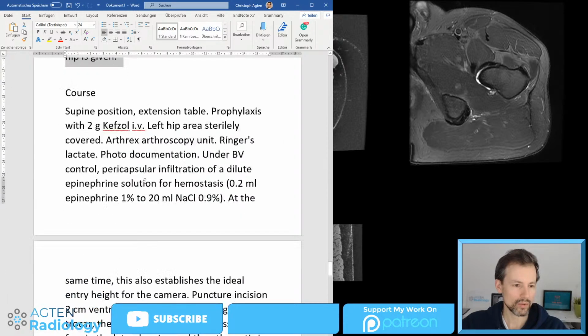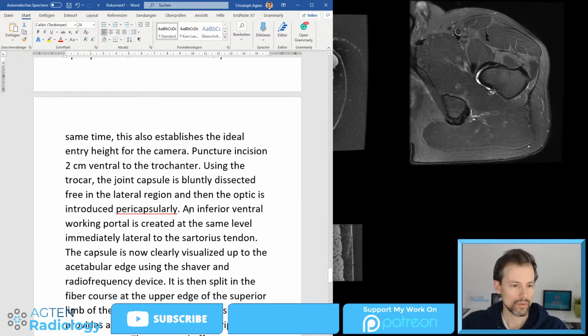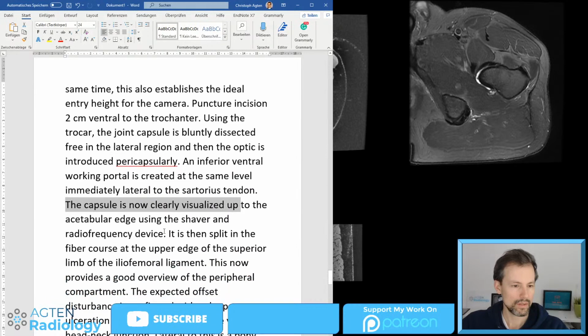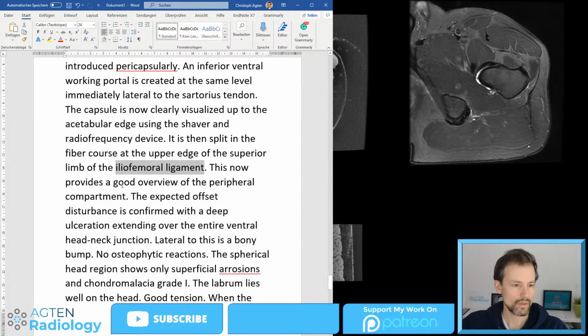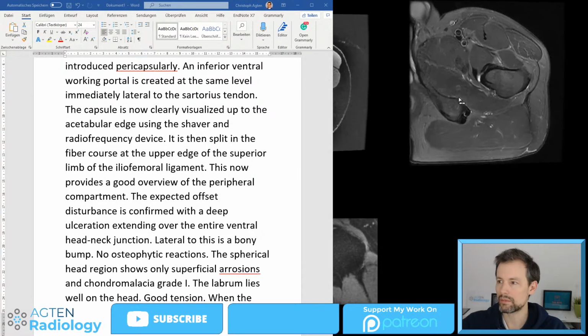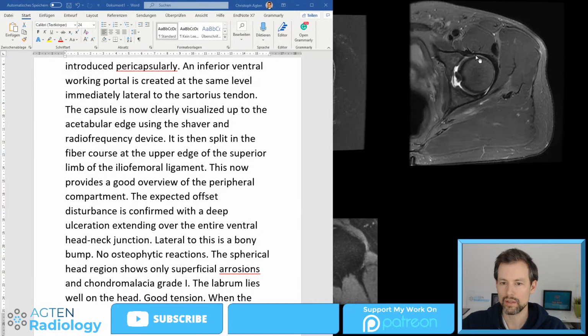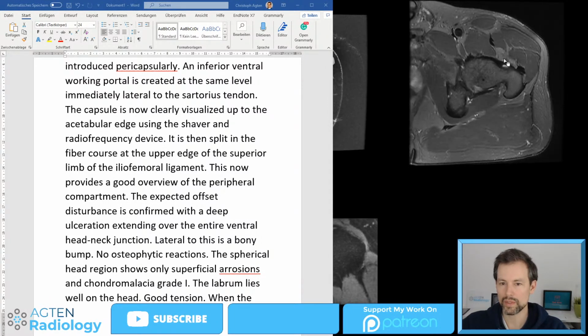So they had the indication to go in. They went through the joint capsule. The capsule is clearly visualized. Then they split it along the iliofemoral ligament. They now have a good overview of the peripheral compartment. Remember, you can see this even with the report. The peripheral compartment is basically not the central or internal compartment, but more on the lateral side of things. The expected offset disturbance was confirmed with a deep ulceration extending over the entire ventral head-neck junction.